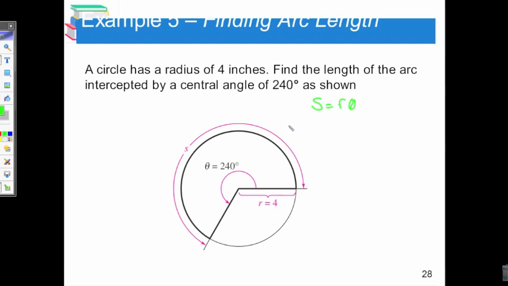So I would first need to convert from degrees into radians. Over to the side, 240, and I'm converting by multiplying by pi over 180. And when I convert, what I get is 4 pi over 3 radians. Cool. Now that I'm able to actually use the formula because I have things in radians, S is going to equal r, which is 4, and the radians that I have are 4 pi over 3.